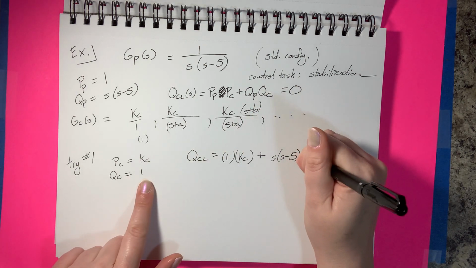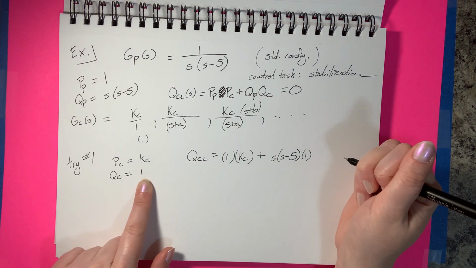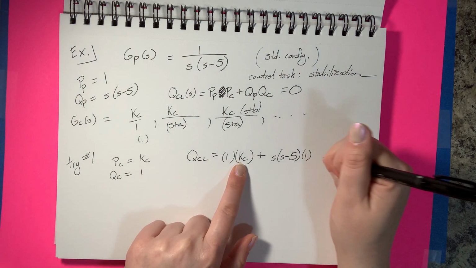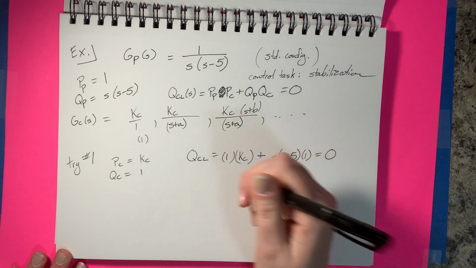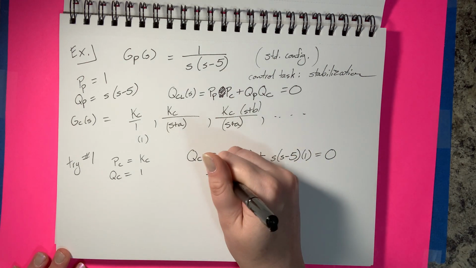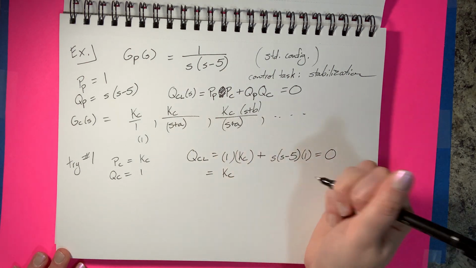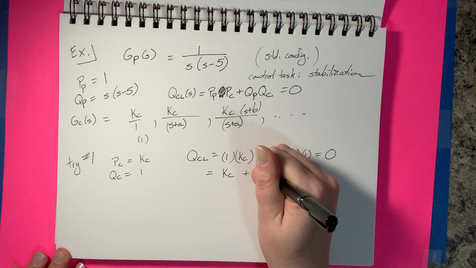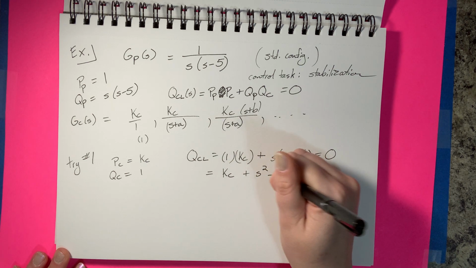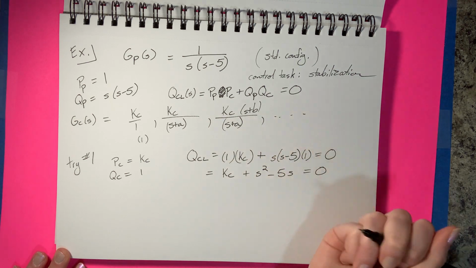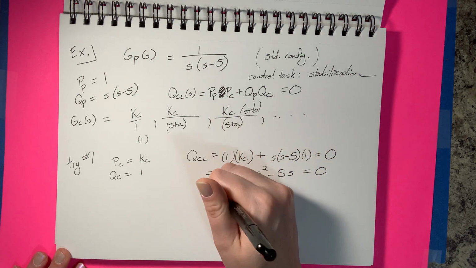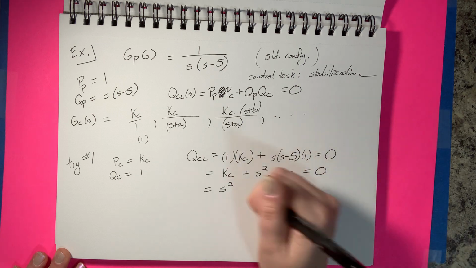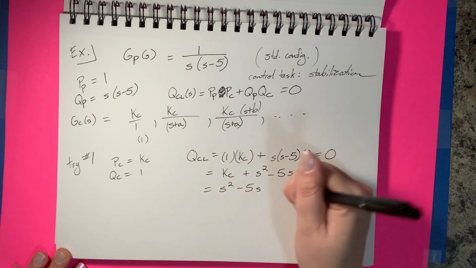QC is 1. You can see that we don't have a lot of control over the system because we just have KC as our design variable. Now as we simplify this, we have KC plus S squared minus 5S equals 0. Now if I wrote this in the correct order for descending polynomial order, we have this right here.